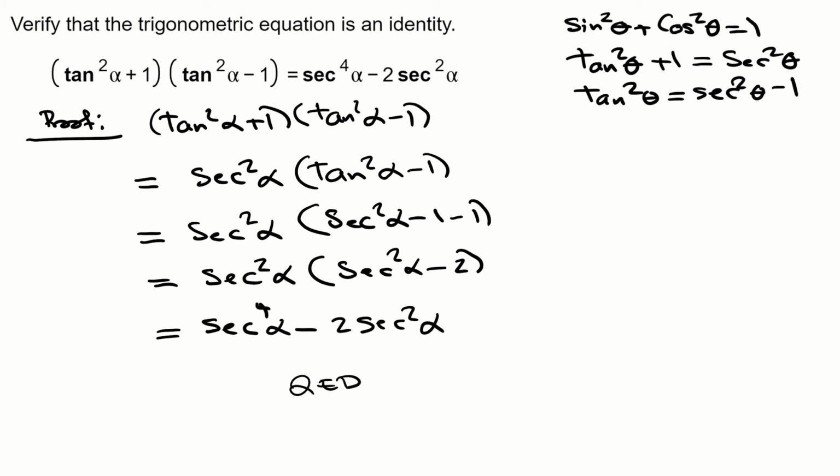So that was basically an identity involving tangents and secants. That's why we utilized this second identity that we wrote up here quite heavily. And that should do it.